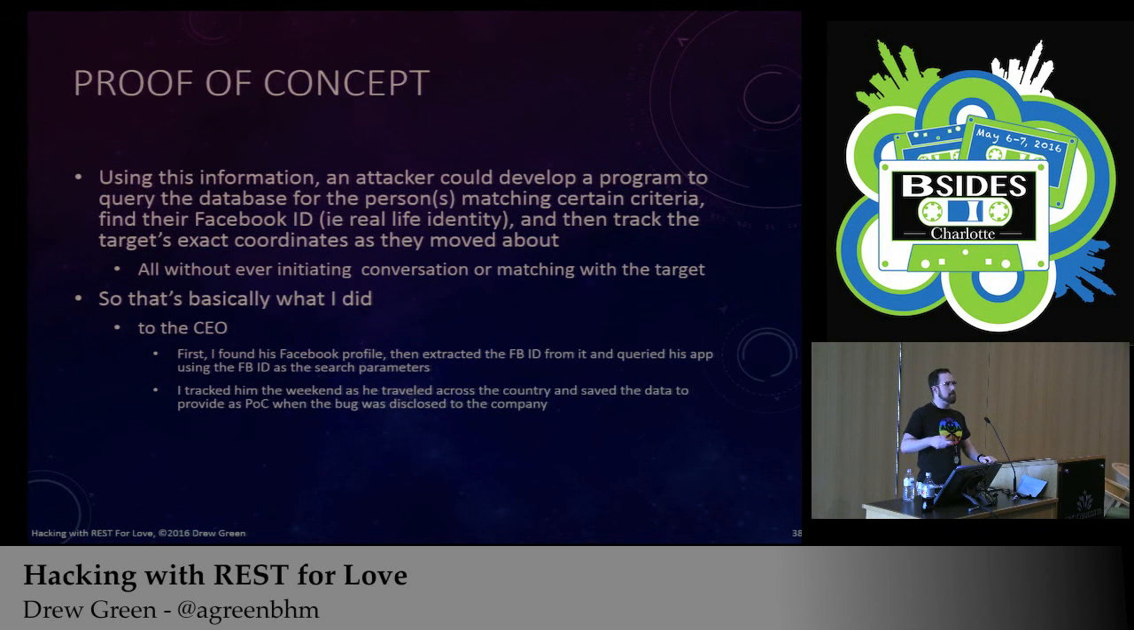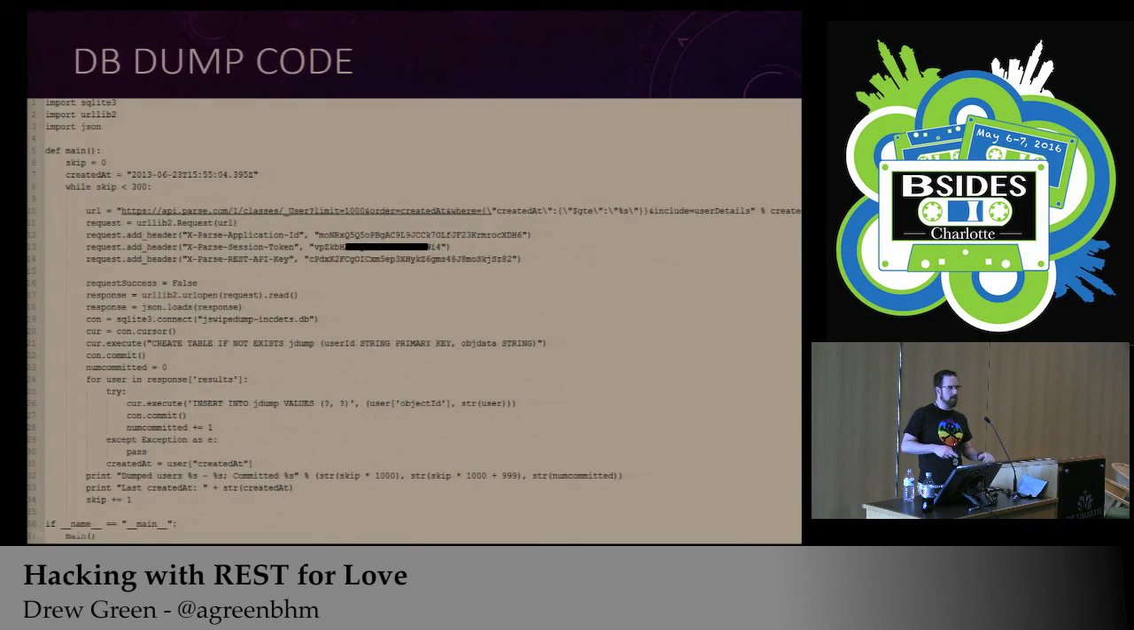By the way, I also dumped 90,000 users before I said, okay, I think my concept is proved. No rate limiting, no nothing. So here's a code snippet of the DB dump code. It's real easy, except I can't see it. So we have the URL, we get the created at parameter, and we're adding our authorization headers and the request success piece. That was my own error checking to make sure my requests were going through. I created a little SQLite database so I could properly store all my stolen information.